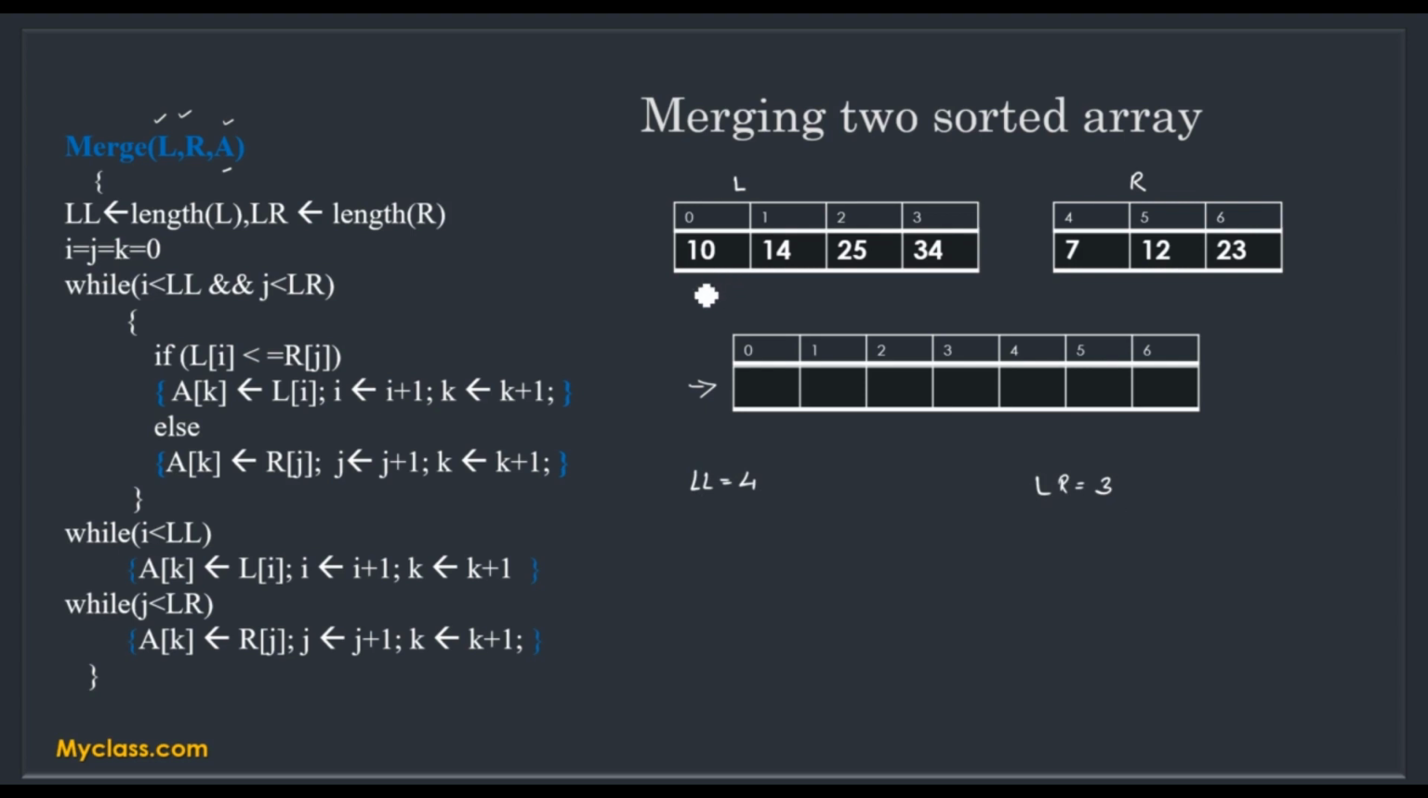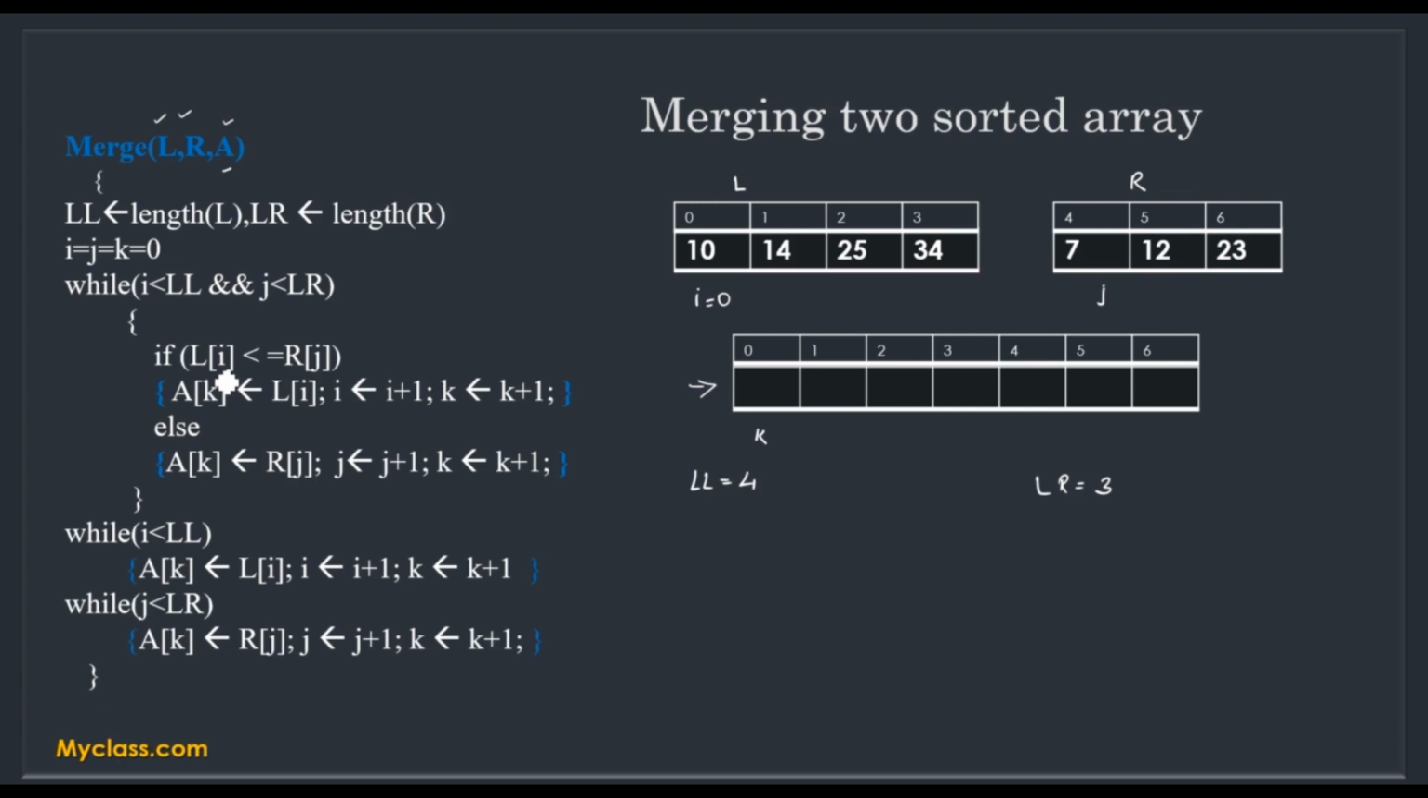Now we initialize 3 pointers. I is for our left array, J is for our right array, and K is for our resultant array. First, all the pointers point to the 0th index. Now we start a loop: while I is less than LL and J is less than LR, we check the values. We know that the left sublist and right sublist are sorted, so we want to check from the first index to the last index. So our algorithm starts with I equal to 0.